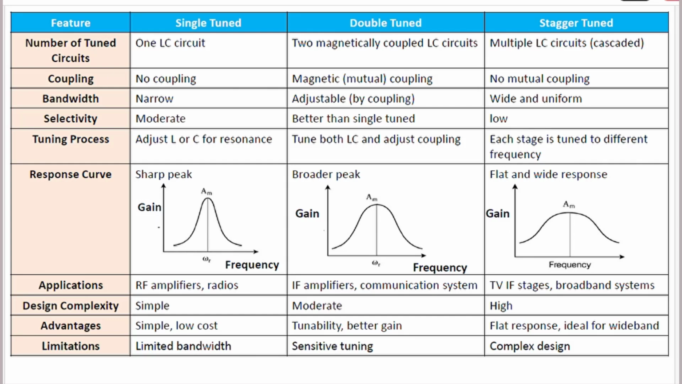Then, coming to the tuning process. In the single tuned amplifier, the tuning will be by adjusting LRC for resonance. And in the double tuned amplifier, we have 2 tuned circuits. Both are tuned to the same frequency. But the tuned circuit output depends on the coupling. Then coming to the stagger tuned, each stage is tuned to different frequency.